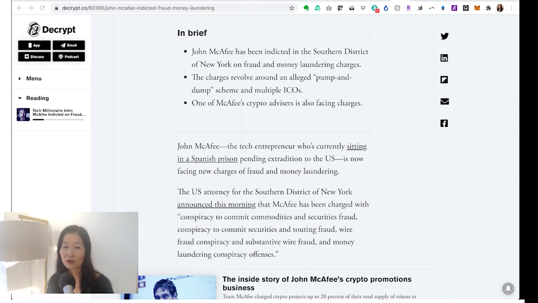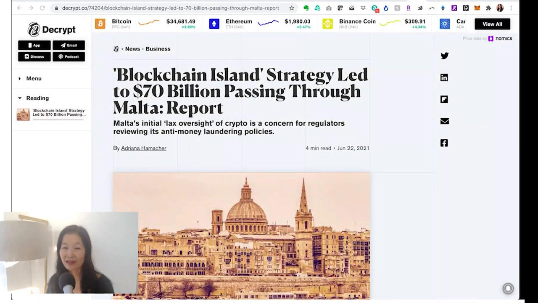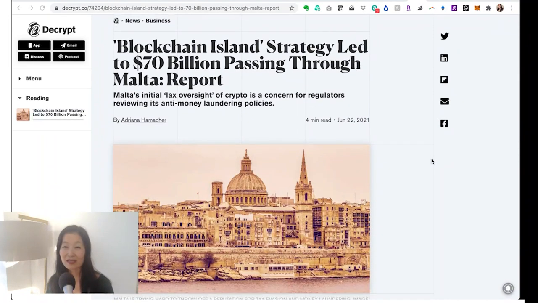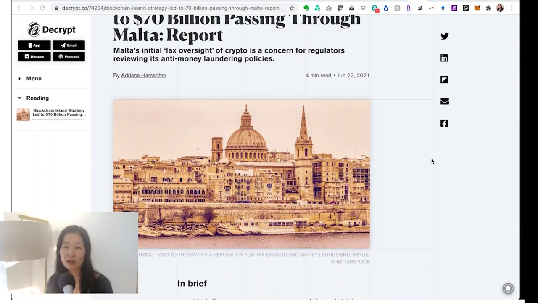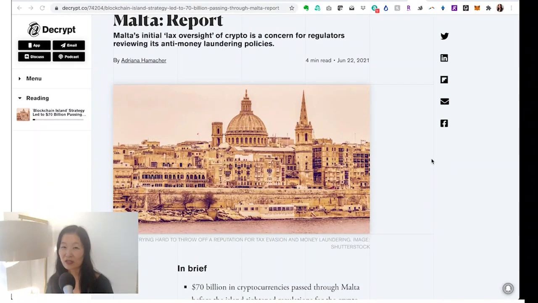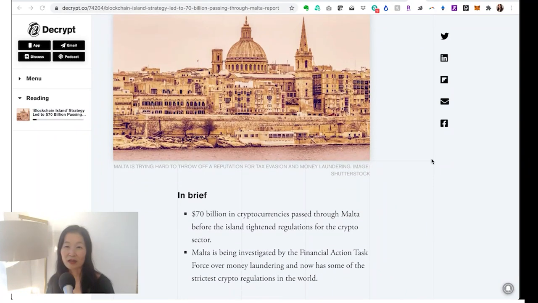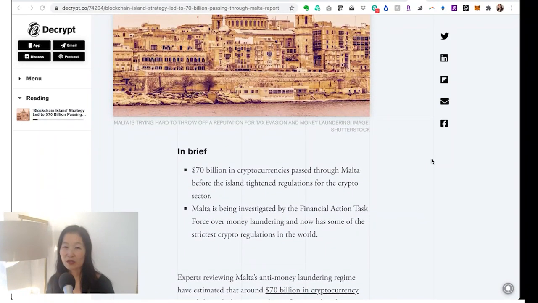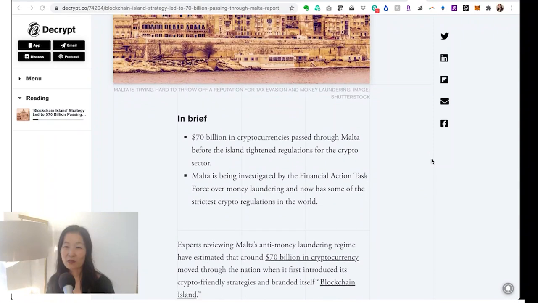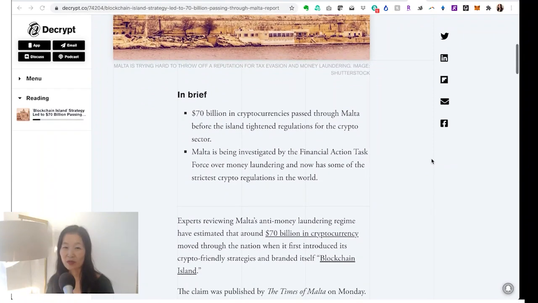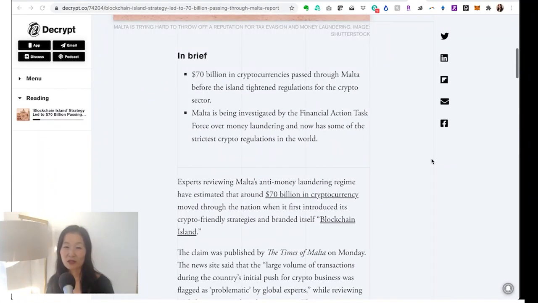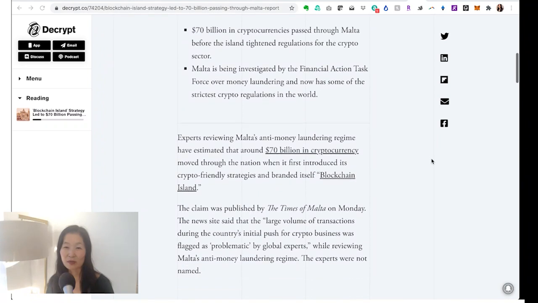Next headline, crypto crime, blockchain island, and 69,000 missing Bitcoin. The Times of Malta published a claim that estimates nearly $70 billion in cryptocurrency moved through the island when it first introduced its crypto-friendly strategy in 2017. One such method, a transitory period, gave crypto startups and major exchanges like Binance permission to operate without a license for up to a year, quickly turning the country into the Wild West, as an industry source put it.